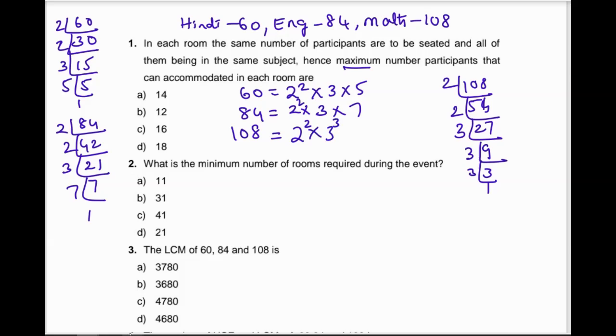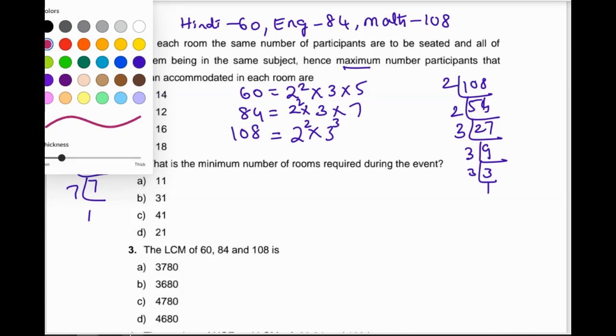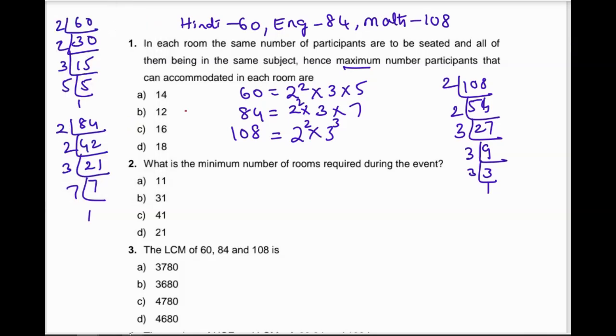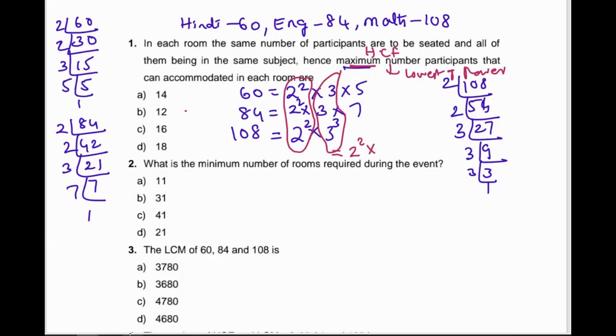So now we have to find the HCF. What is meant by HCF? HCF is the highest common factor. We have to find the maximum, so we have to find the HCF. And HCF is nothing but finding the lowest power of the variable. Now we'll check for 2. What is the lowest power for 2? It is 2 square, and for 3 it is only 3. So 2 square is 4, 4 into 3 is 12. So the answer is 12.